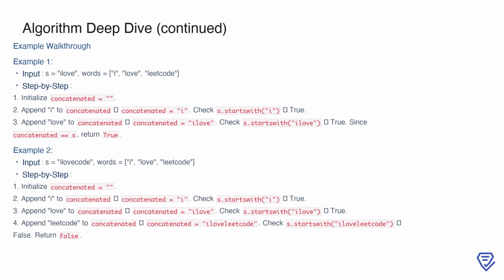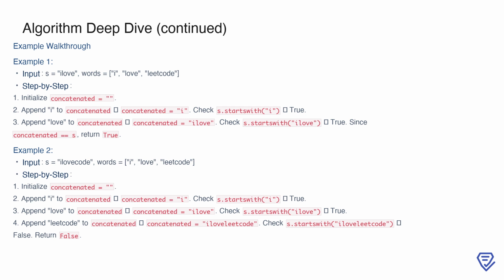In the first example, s is "I love", and the array words is ["I", "love", "LeetCode"]. We start with concatenated as an empty string. Appending "I" gives concatenated equals "I", and s dot starts with "I" returns true. Next, appending "love" results in concatenated equals "I love", and s dot starts with "I love" is also true. Since concatenated now equals s, we return true.